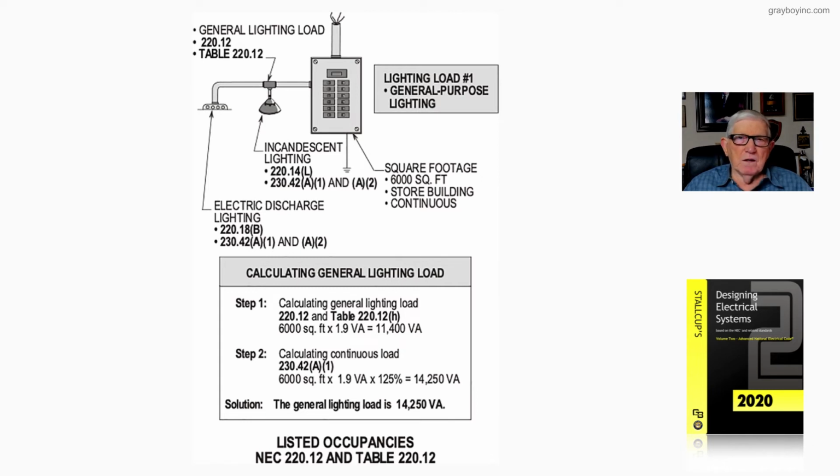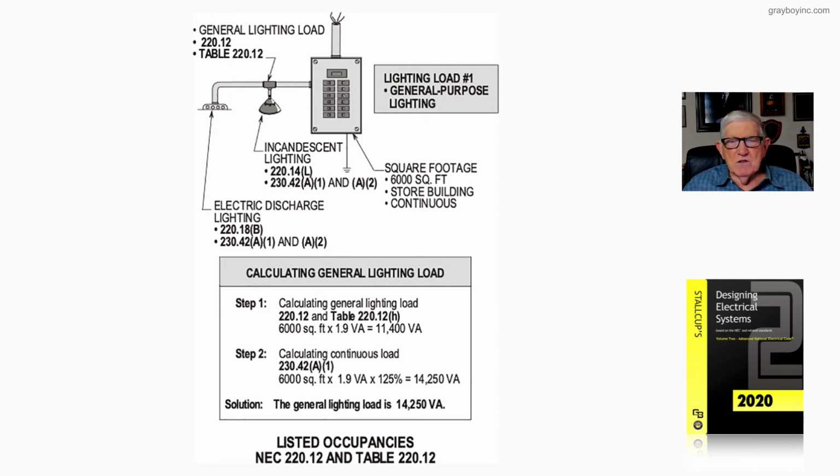Why do we do that? Well, do you remember for a store building it used to be 3 VA per square foot times 125%? And then they have, in the 2020 NEC, reduced 3 VA to 1.9 VA, and they say the continuous 125% is figured in there in accordance with 210.20(A), which is a branch circuit reference. So it's kind of in the air how one would interpret that.